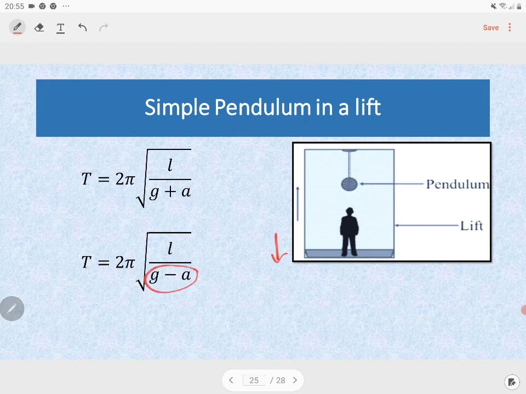Suppose the lift is freely falling, then a will be equal to g. When a equals g, the time period will become infinity, which means that the pendulum will not oscillate. The pendulum will not oscillate when a equals g downward.